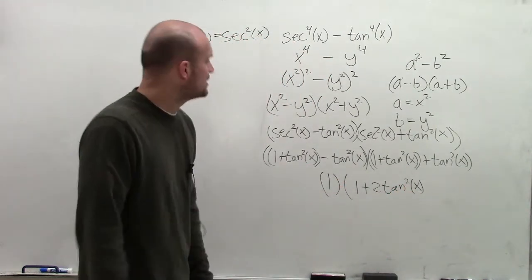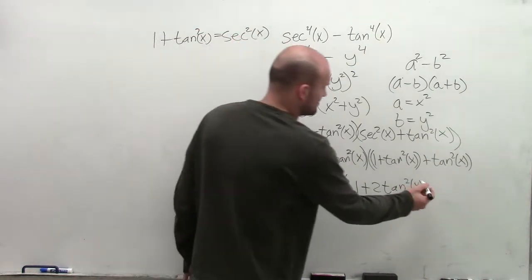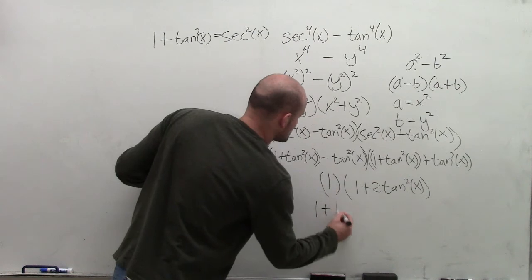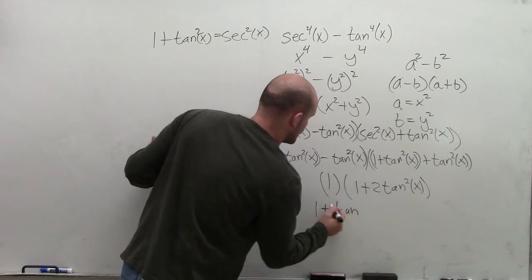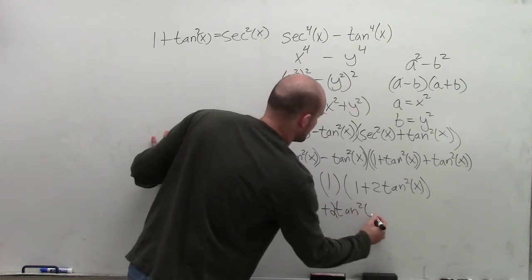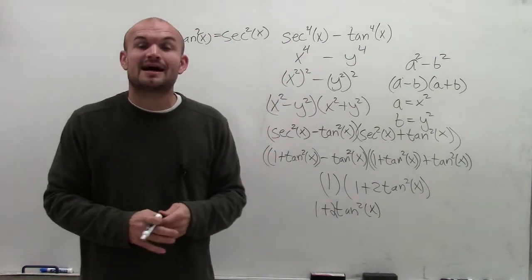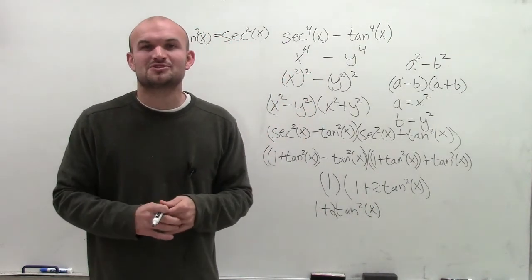Now, this isn't another Pythagorean identity, so I can't simplify this any further. My final answer is just going to be 1 plus 2 tangent squared of x. So there you go, ladies and gentlemen. That's how you simplify a trigonometric expression using the difference of two squares. Thanks.